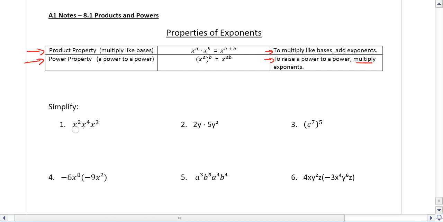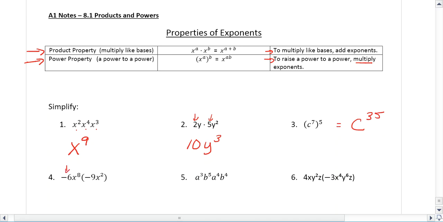We notice in example 1, all of these are like bases, so we know that we're going to be adding exponents. 2 plus 4 is 6, plus 3 is 9, so therefore this becomes x to the 9th power. You multiply the coefficients just like you always have. 2 times 5 is still 10. Y times y squared is y to the 3rd. Here we have a power to a power, so this is c to the 7th times itself 5 times, which becomes c to the 35th power.